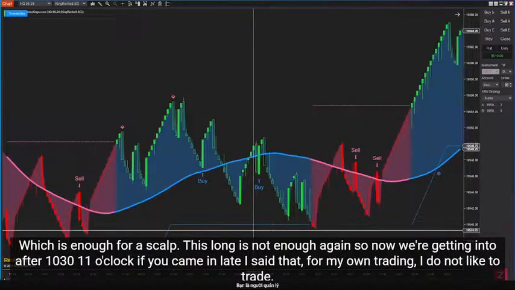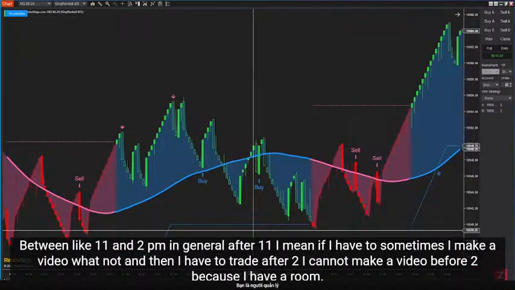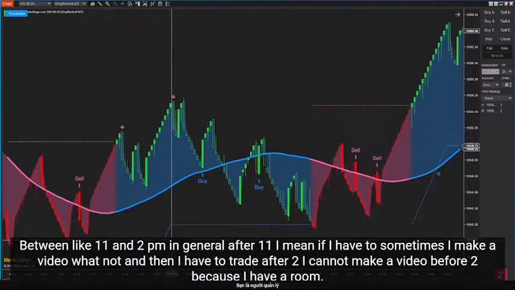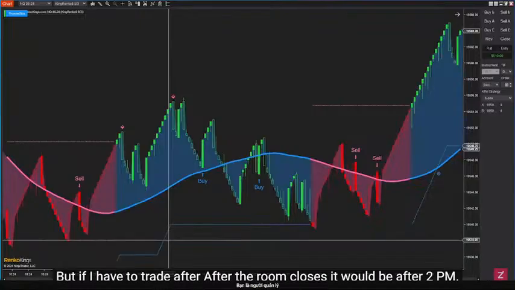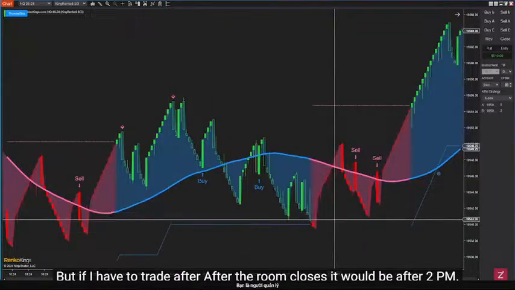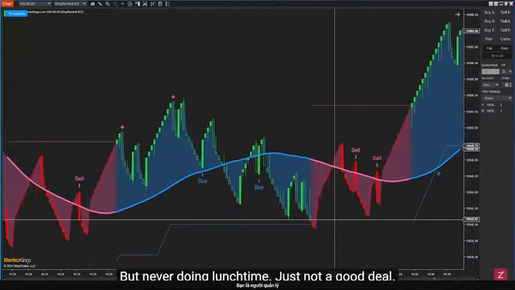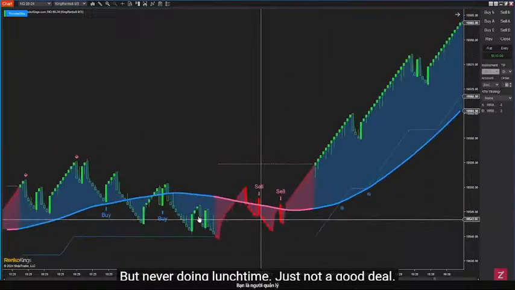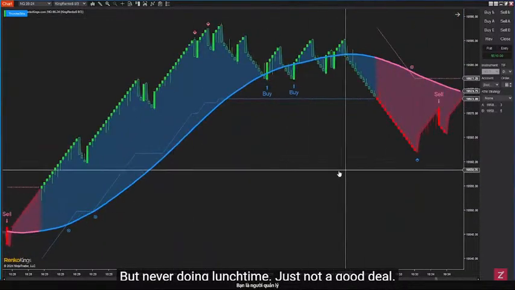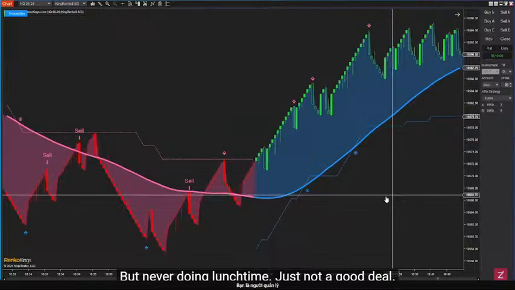Again, so now we're getting into after 10:30, 11 o'clock. If you came in late, I said that for my own trading, I do not like to trade between like 11 and 2 p.m. In general, after 11. If I have to, sometimes I make a video or whatnot, and then I have to trade after 2. I cannot make a video before 2 because I have a room. But if I have to trade after the room closes, it would be after 2 p.m., but never during lunchtime. Just not a good deal.